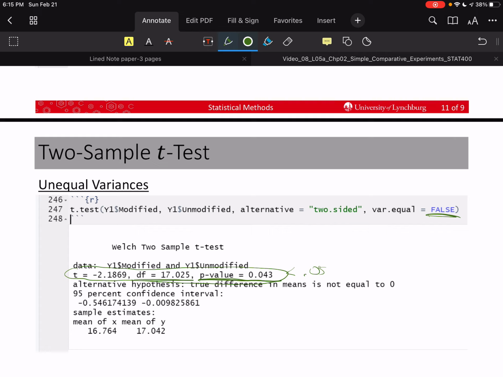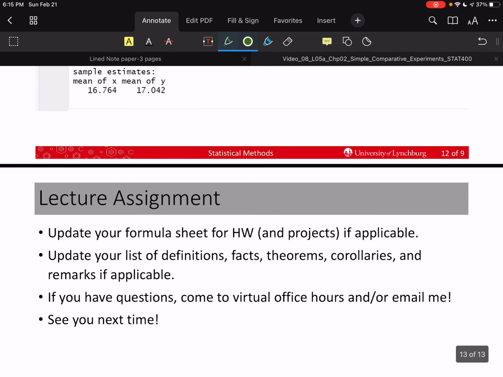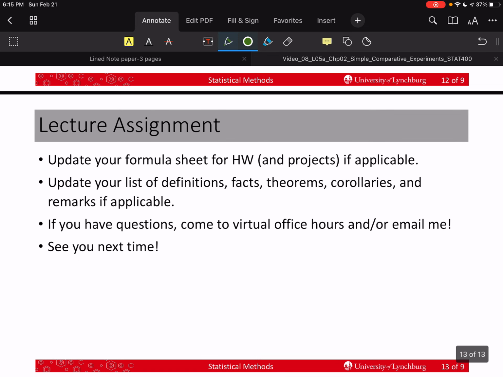So in both cases, whether we assume equal variances or not, we're going to reject the null hypothesis that the means are the same. And so when we get the same result for both cases, then we know that regardless of our assumption of equality of variances or not, there is a significant difference between these two means. All right. So that's it for the two-sample t-test.